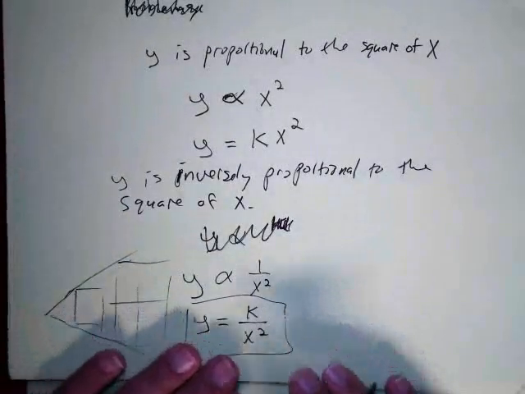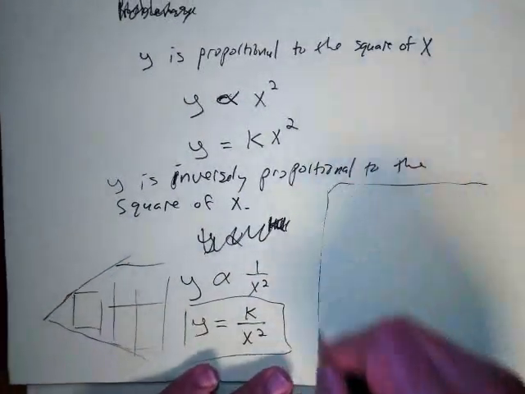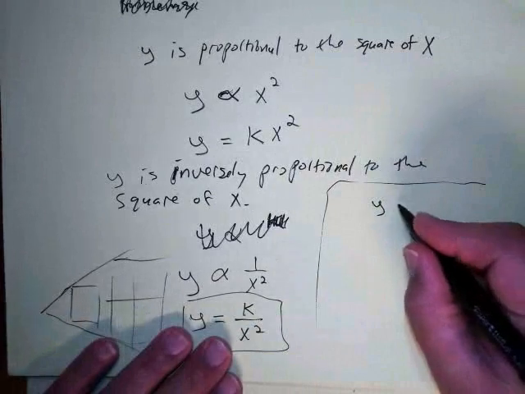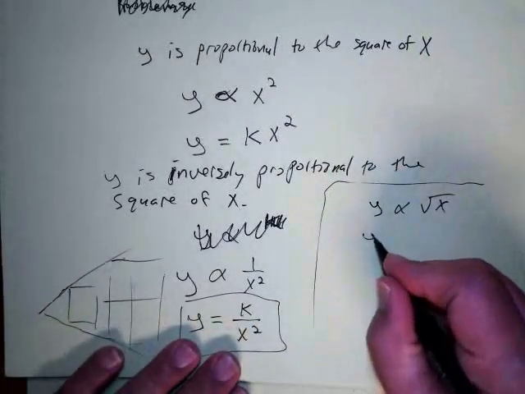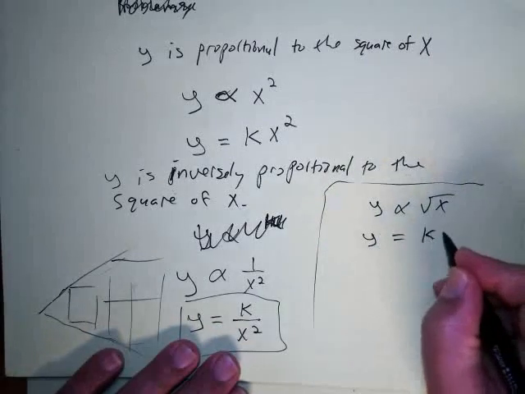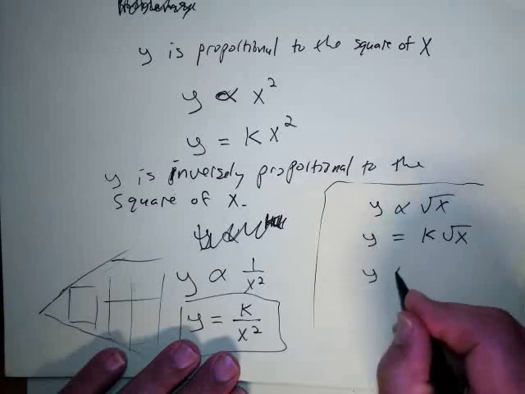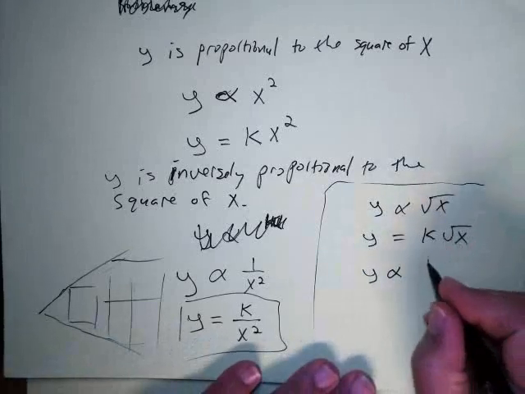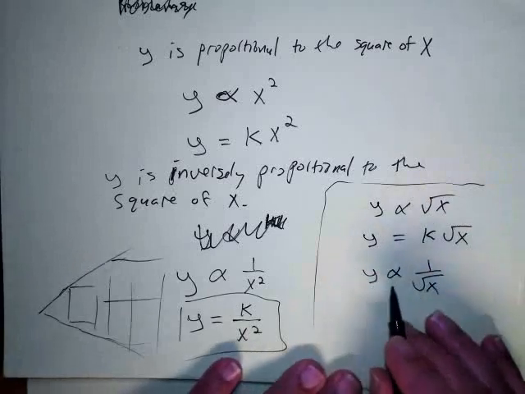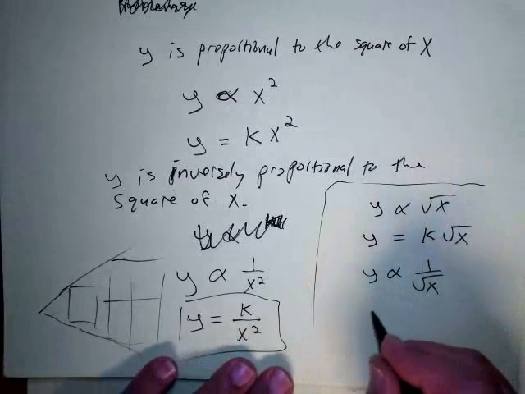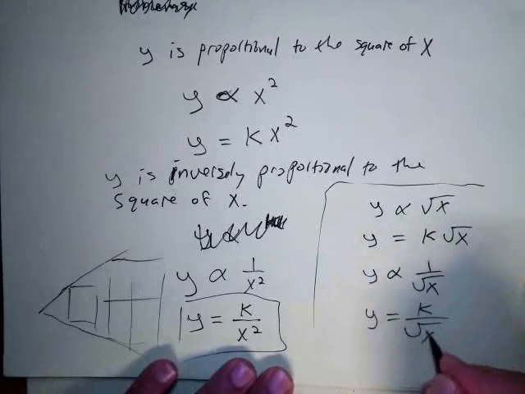So that's a really important one. And you could have other ones too. I'm not going to write them all out, but maybe you're told that y is proportional to the square root of x. That would just be y is equal to k times the square root of x. Or you might have that y is inversely proportional to the square root of x, which would be y is equal to some constant divided by the square root of x.